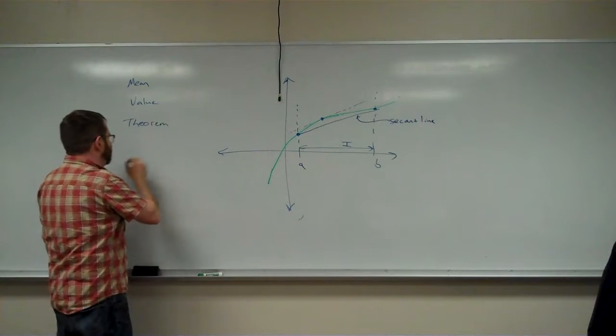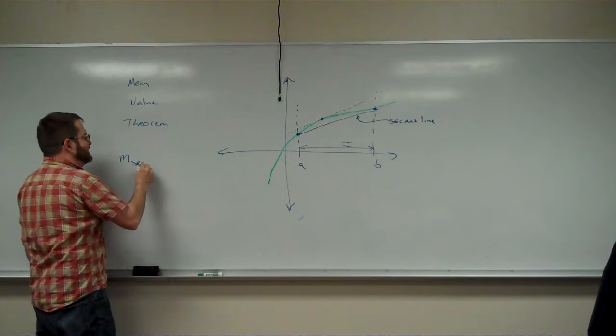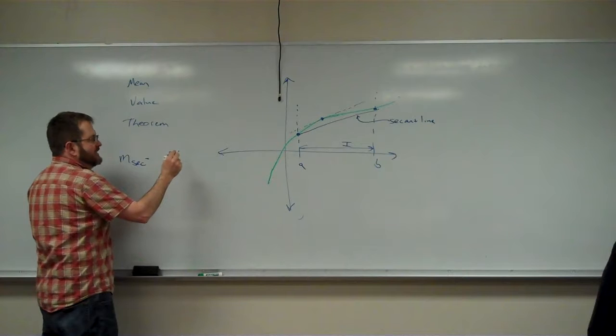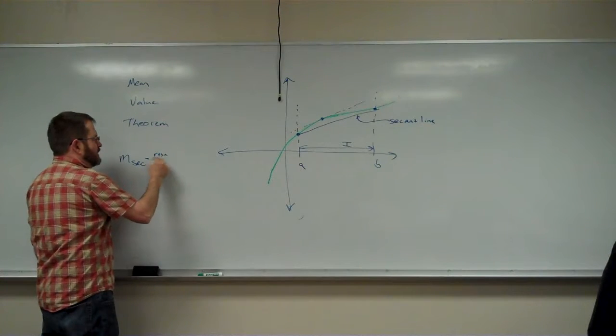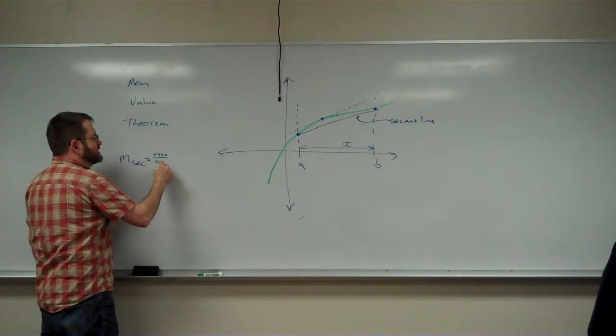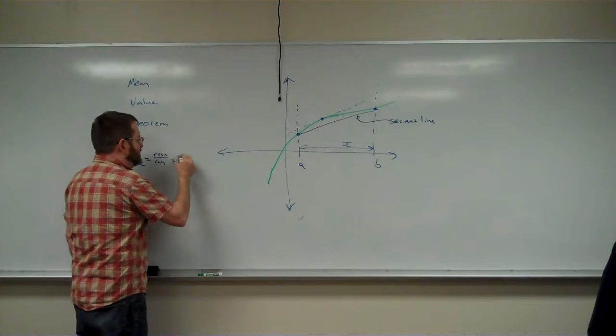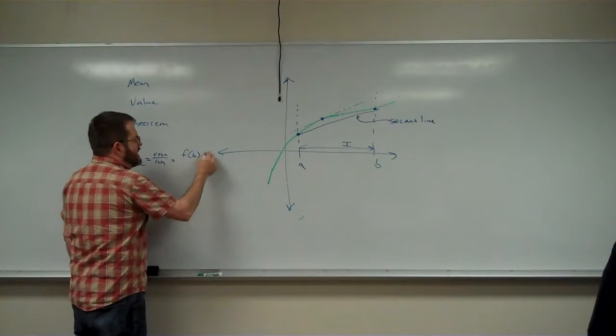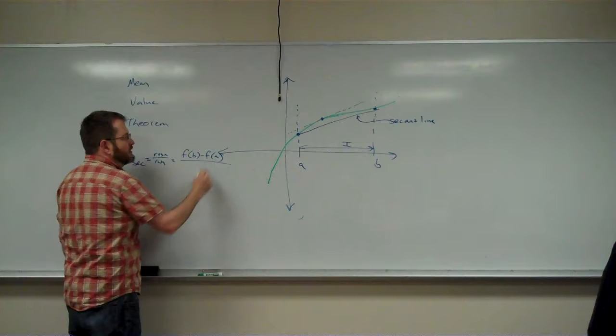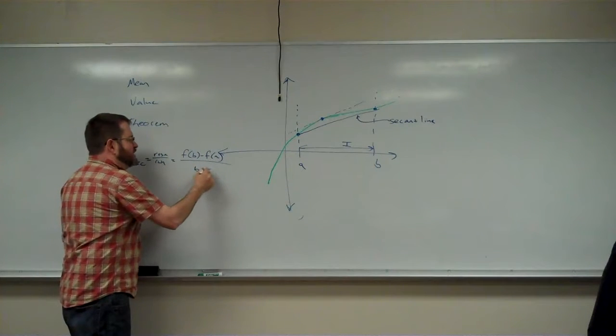The slope of that secant line would be, let's see, rise over run, how we write slopes. So the rise would be the difference between f of b and f of a, divided by the difference between b and a.